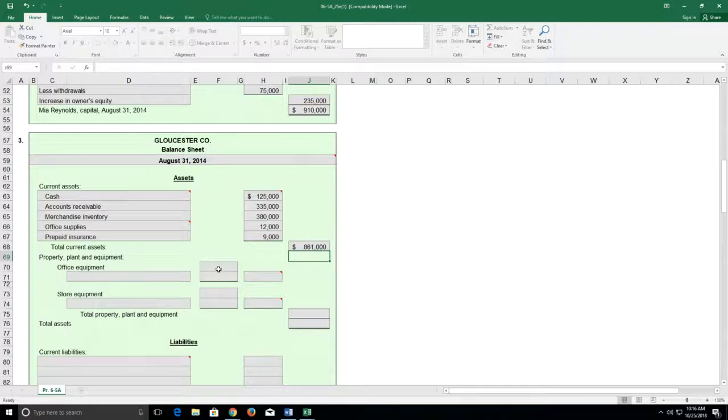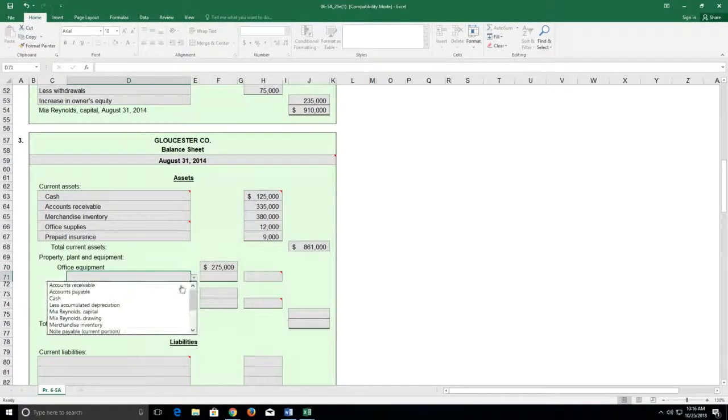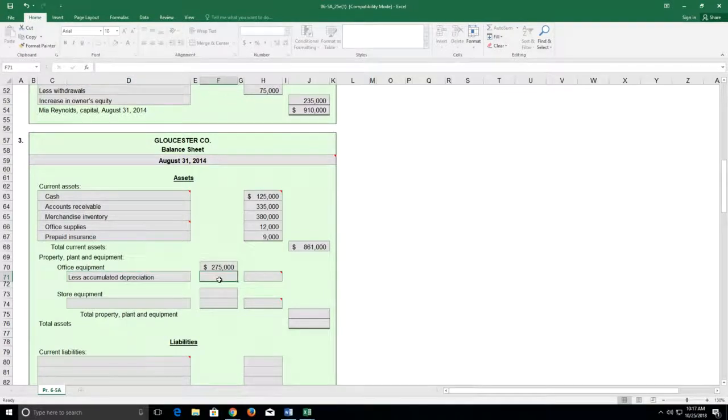Now we'll handle property, plant, and equipment. Our office equipment's cost was $275,000. And then we'll do our accumulated depreciation for office equipment, which was $187,000. Our office equipment ain't worth much now. Our book value of our office equipment is now currently $88,000.